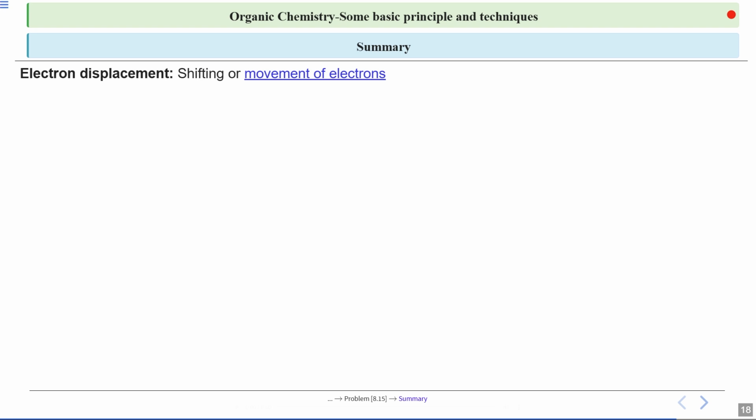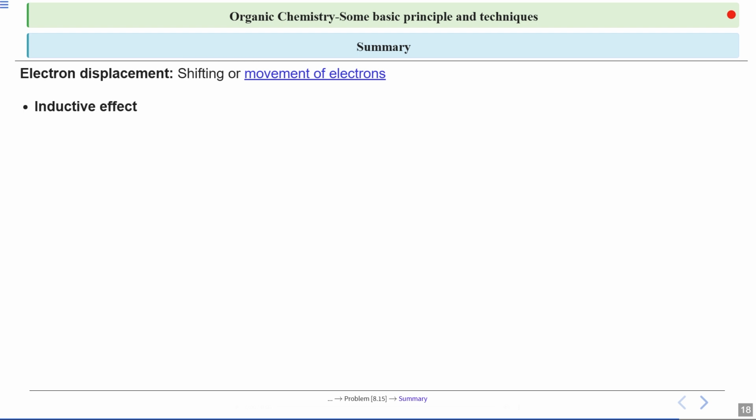So this was all from the theory part and the question part. Now we will summarize today's discussion. First we talked about electron displacement. In simpler terms, electron displacement is the shifting or movement of electrons. It can be of two types depending upon its existence: first is the permanent and the second is the temporary. The permanent consists of the inductive effect, hyperconjugation effect and the resonance effect, whereas the temporary effect consists of the electromeric effect.